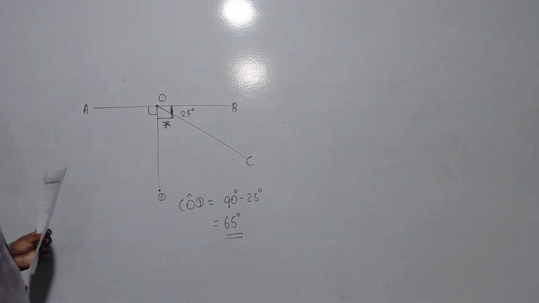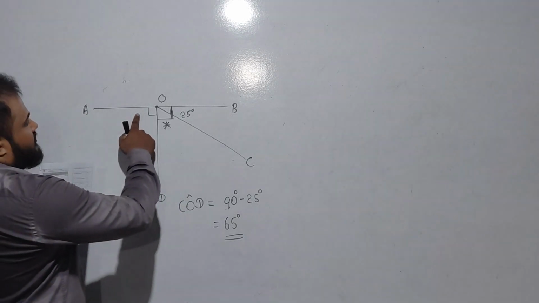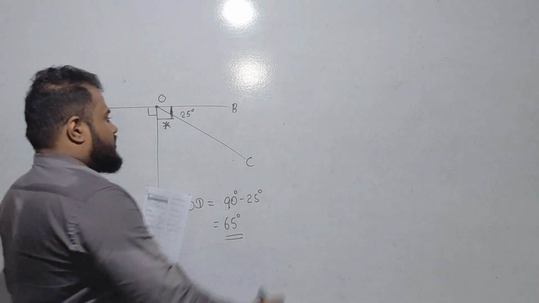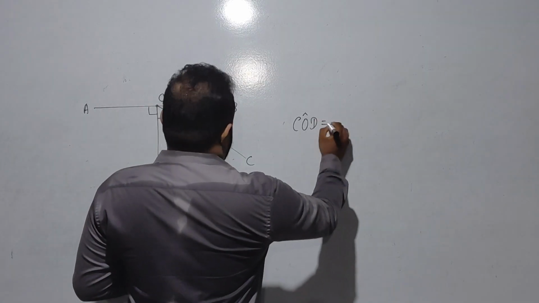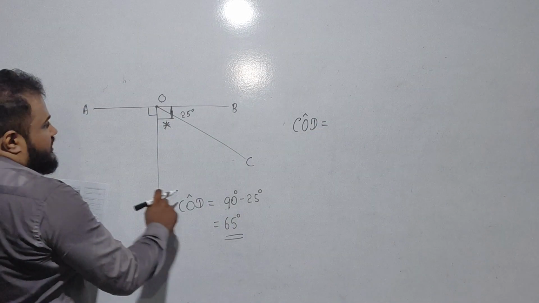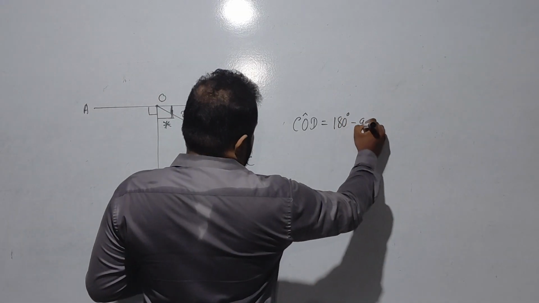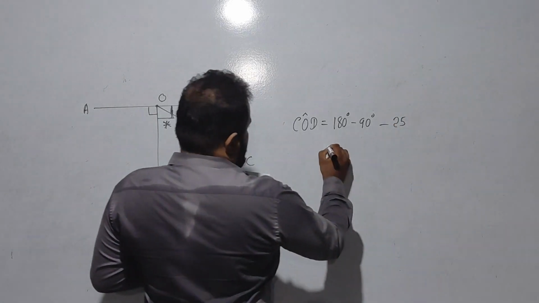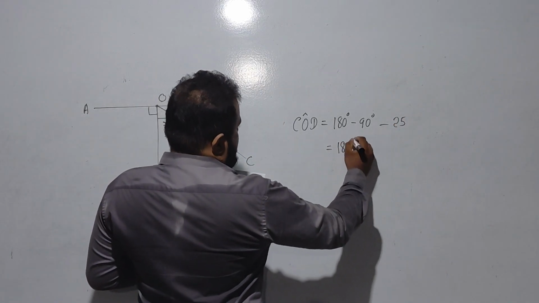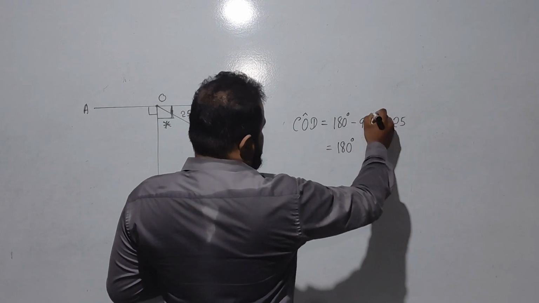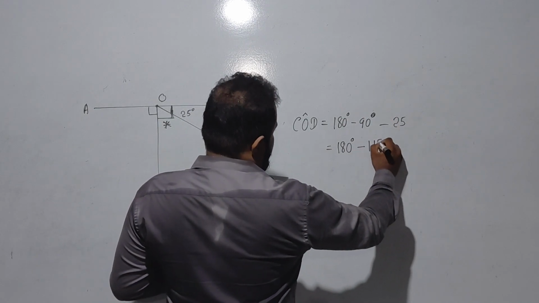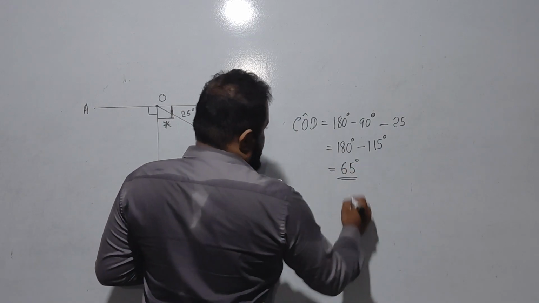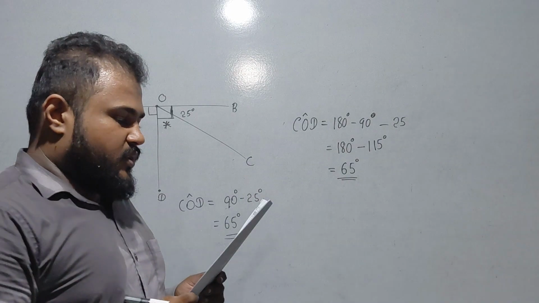If not, you can write COD equals 180 minus AOD, which is 90, minus DOC, which is 25. 180 minus 90 minus 25, that is minus 115. 180 minus 115 will give you 65. Same answer. Okay. Next question.